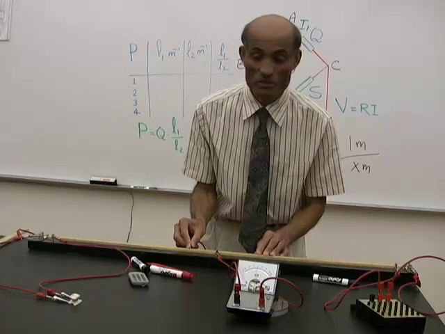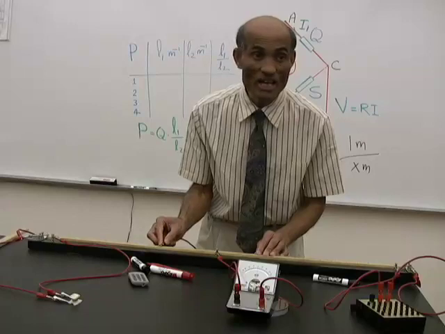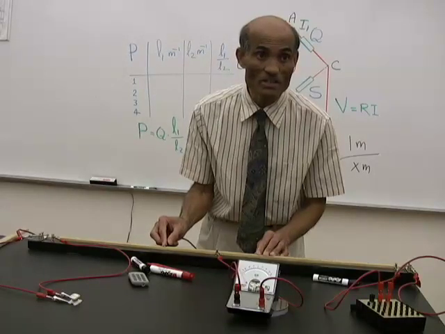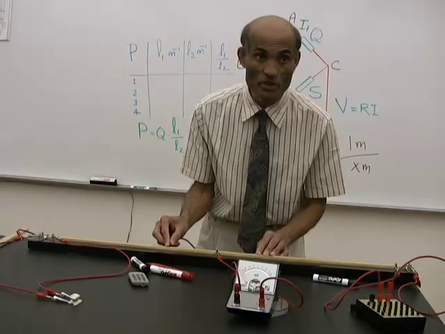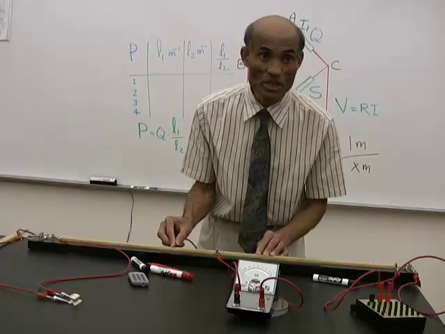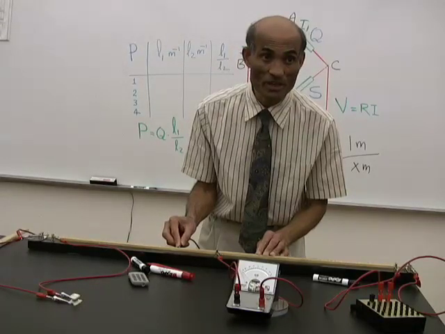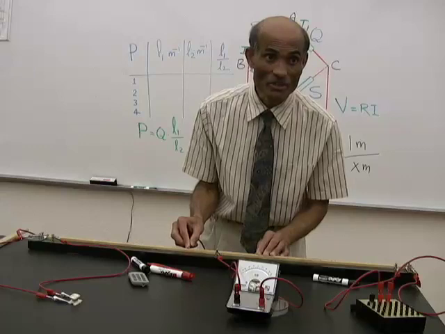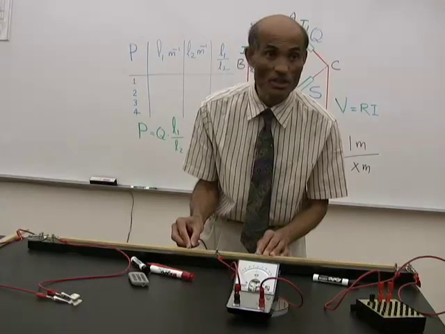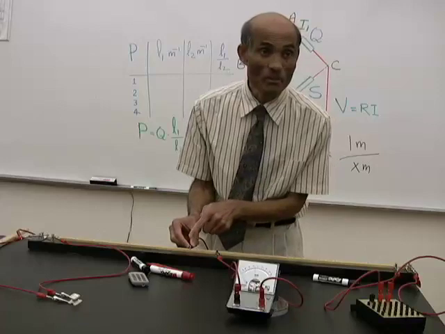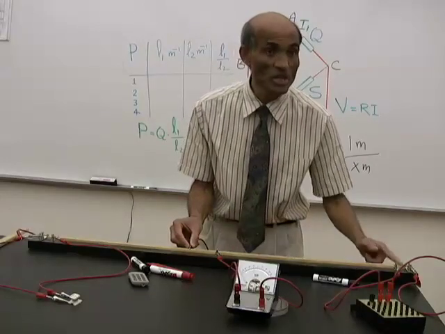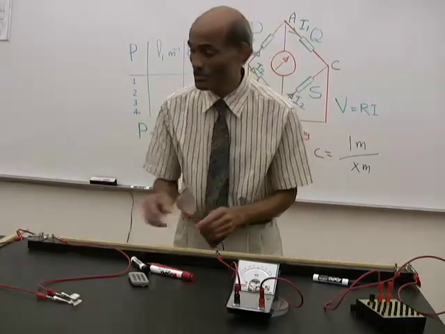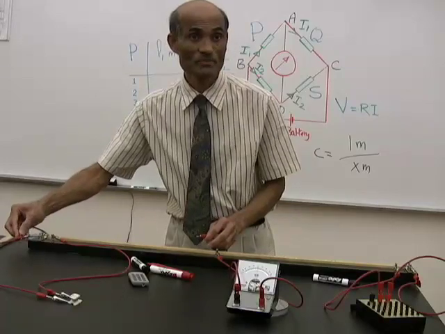So what I would like you to do is, I will slide this along the wire slowly like this, and when you see no deflection, you need to stop the video. You need to stop the video at a point where the galvanometer shows no deflection, and then measure the distance L1 and L2. Is that difficult?